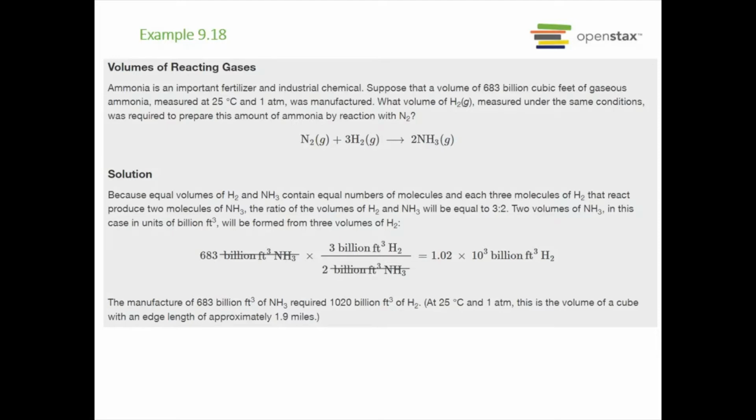Here's another example, given some data for nitrogen and hydrogen reacting to form ammonia. We want the volume of hydrogen to make 683 billion cubic feet of ammonia. So looking at our ratios, we see that there's 2 ammonia for 3 hydrogen, or 3 hydrogen per ammonia volume. So that means 3 billion cubic feet of hydrogen per 2 billion cubic feet of ammonia. So 683 times 3 over 2, 1.02 times 10 to the 3rd billion cubic feet.